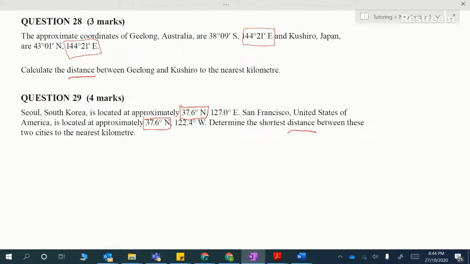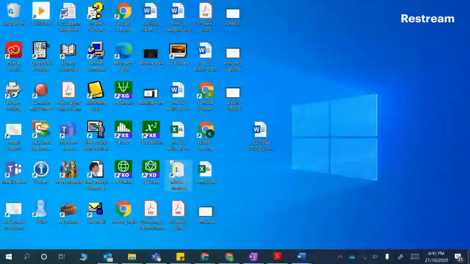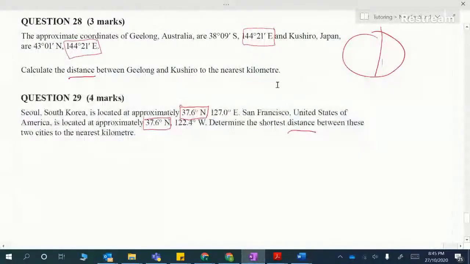So when you have the same longitude, it means, if I draw a quick globe here, that these two points are on the same line. That line is 144 degrees 21. So they're both on the same line there. Now, one of them is in the north and one of them is in the south, but they're both on the same line of longitude there.